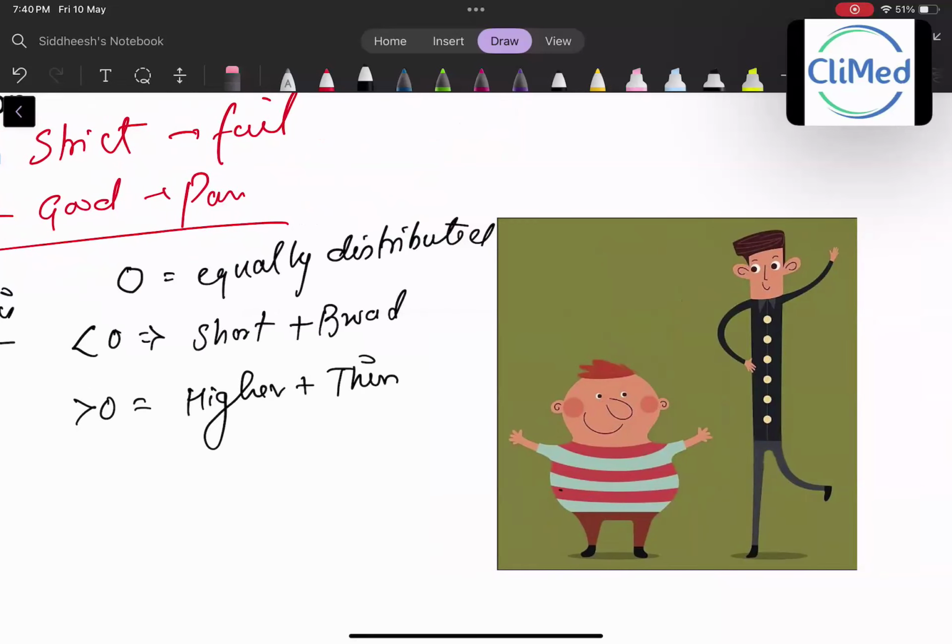Here we are having what? A broad stomach and the short height, right? So this will be your kurtosis less than 0. Yes or no? Look at the other friend. He is tall and thin. So this is kurtosis more than 0. Correct? Remember with this diagram.